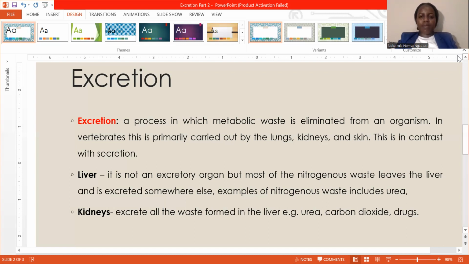Excretion is when we are eliminating a particular waste out of your body. But when it comes to secretion, anything that is secreted can still be used later or can still be useful in the body. For example, salivary glands secrete saliva, which we use to make sure that our mouth is always moisturized.